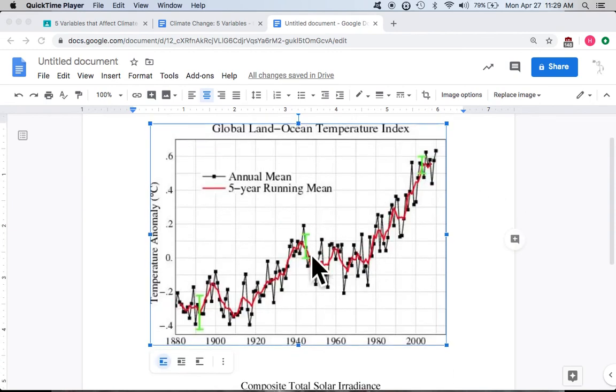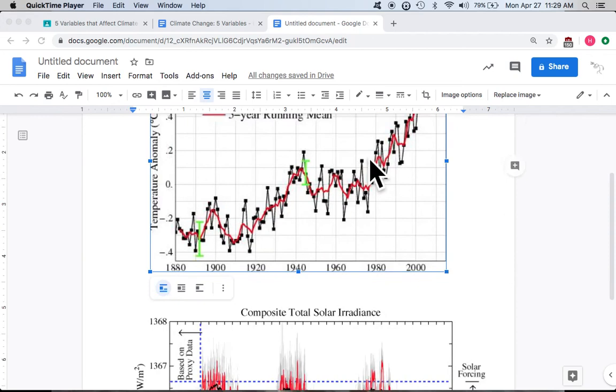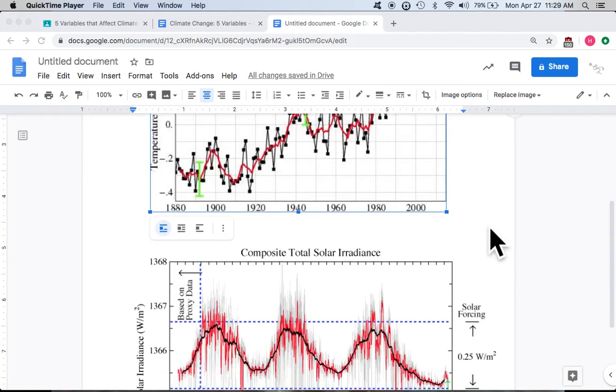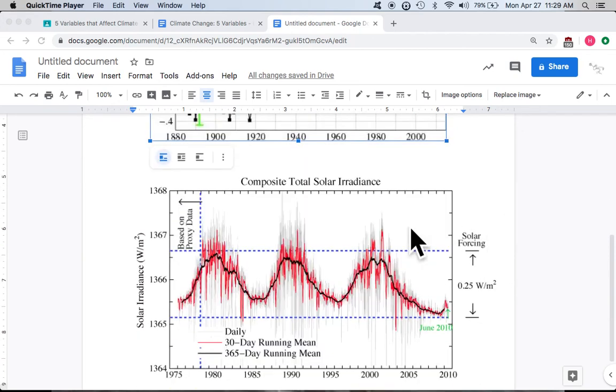I'm not seeing an oscillation here. I am seeing a general increase. It's getting warmer and warmer and warmer. I'm not seeing an oscillation in temperatures. I'm seeing an increase in temperatures. So what I would say is, well, I don't think this solar irradiance is causing this increase in temperature.